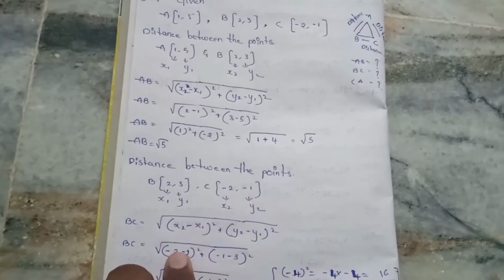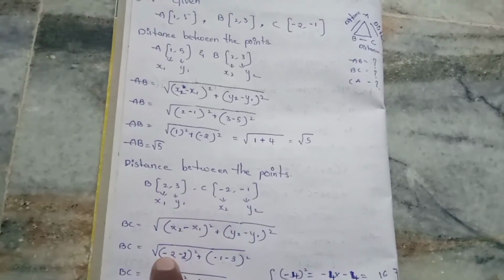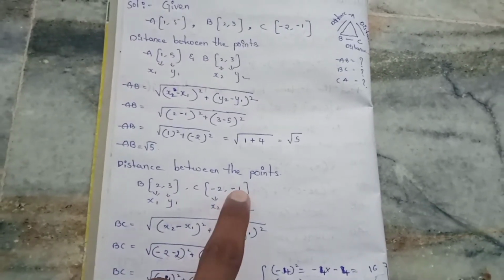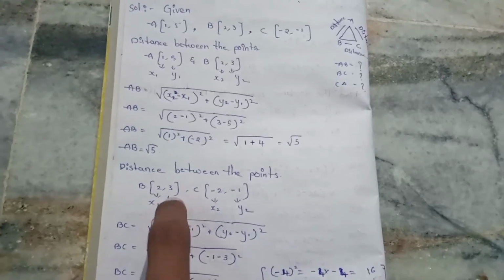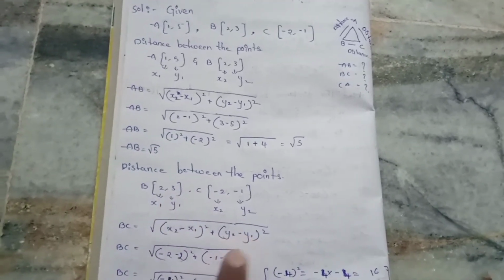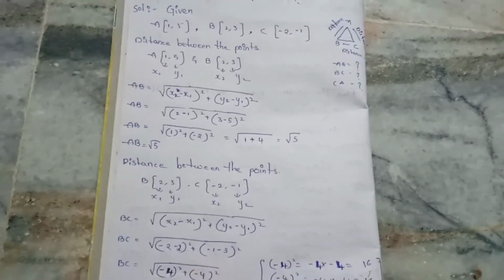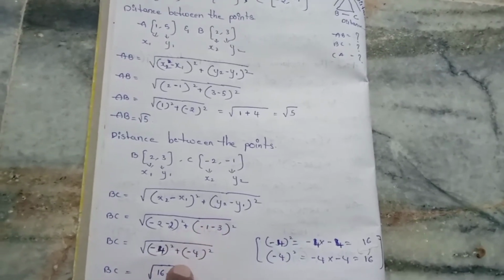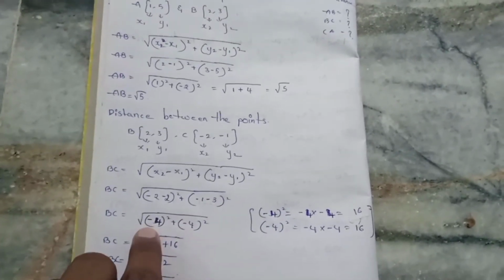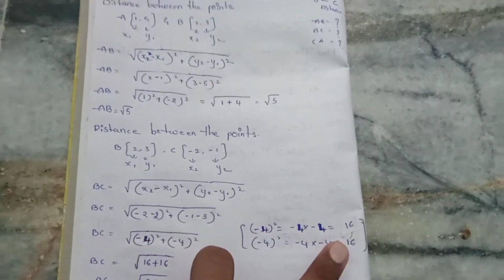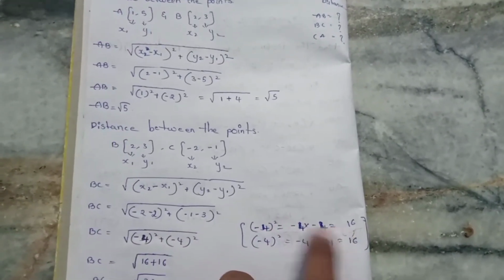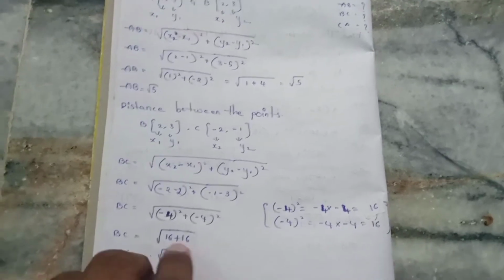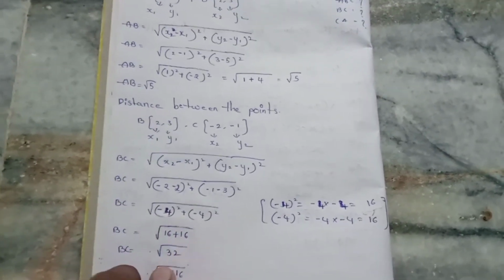What is x2 here? Minus 2, and x1 is 2. x2 minus x1 is nothing but minus 2 minus 2 whole square, plus y2 is minus 1, y1 is 3. So y2 minus y1 is nothing but minus 1 minus 3 whole square. Now, minus 4 whole square is minus 4 into minus 4, and minus into minus is plus, 4 4s are 16. As it is minus 4 whole square plus also 16. Now 16 plus 16 is nothing but 32.